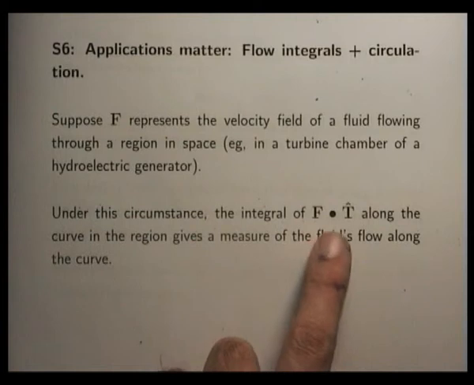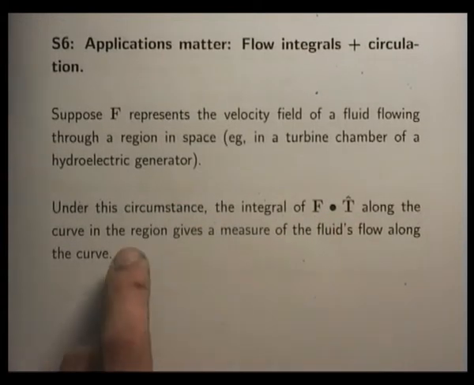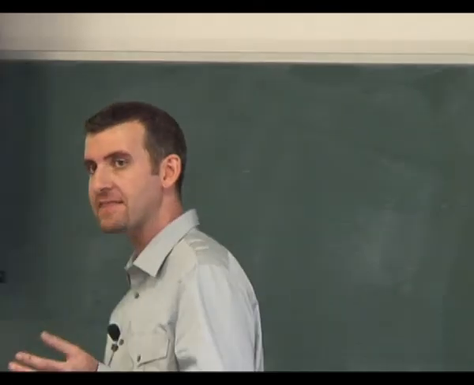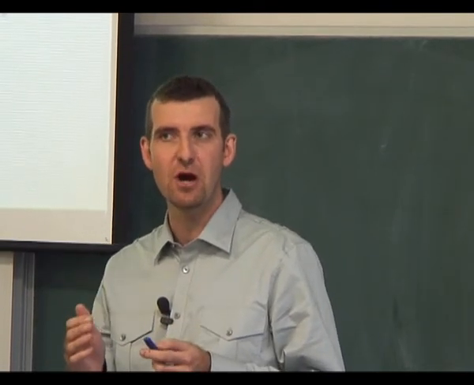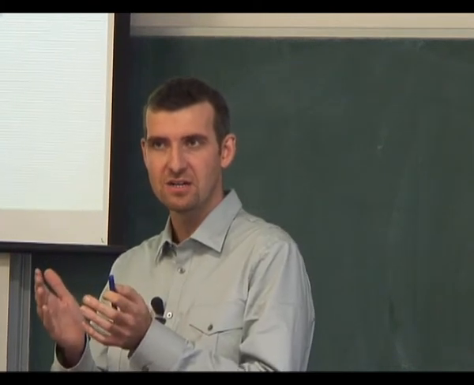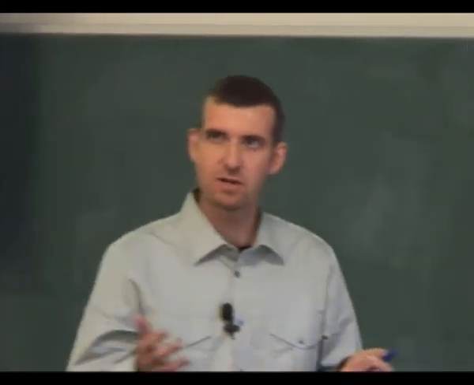Now, under this circumstance, the integral of this dot product, the tangential component of f along the curve in the region, gives a measure of the fluid's flow along the curve. Now, let's break that down even further. What it means is, how good of a match is the tangential component of f with the curve? Is there a strong match or not a strong match? Okay, that's basically what it means.